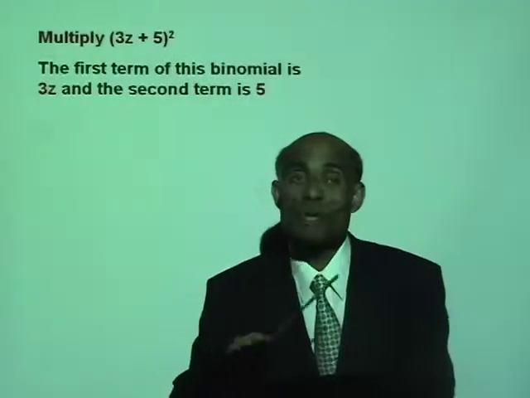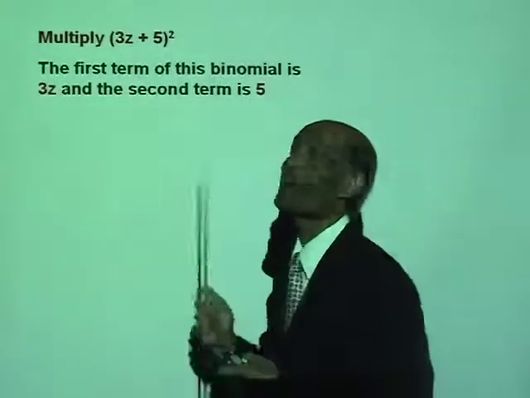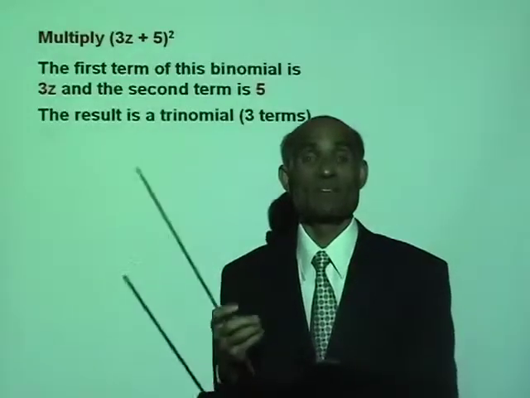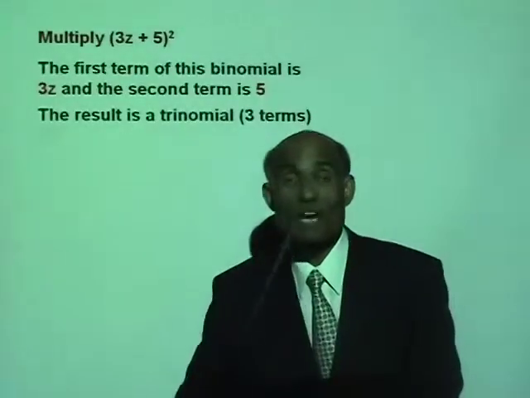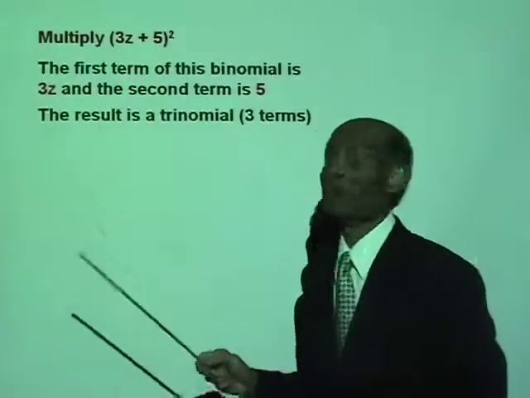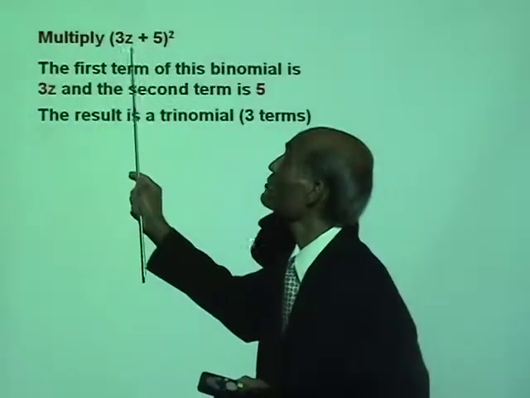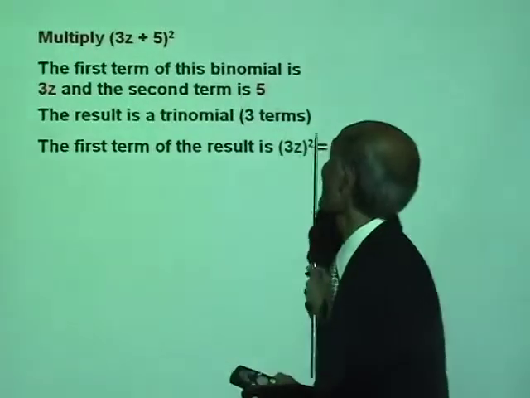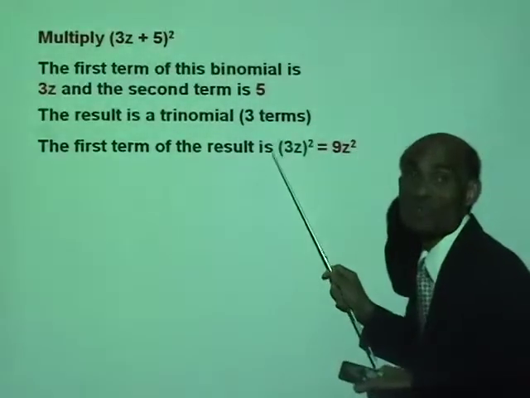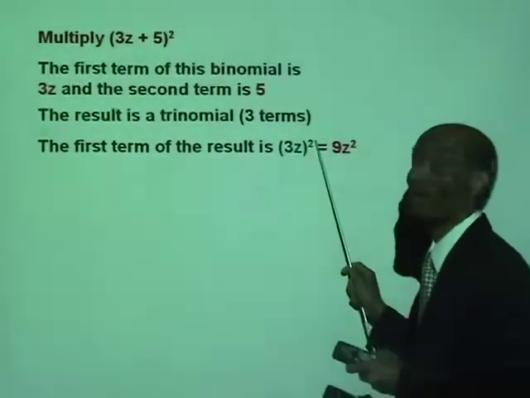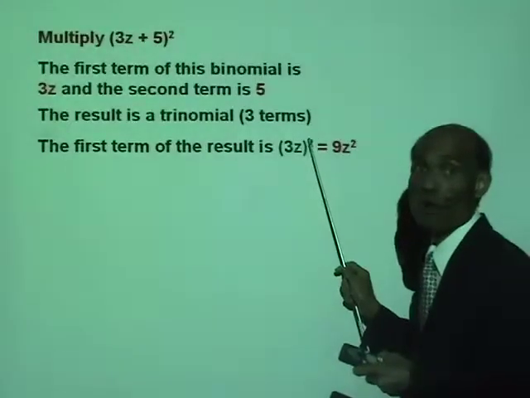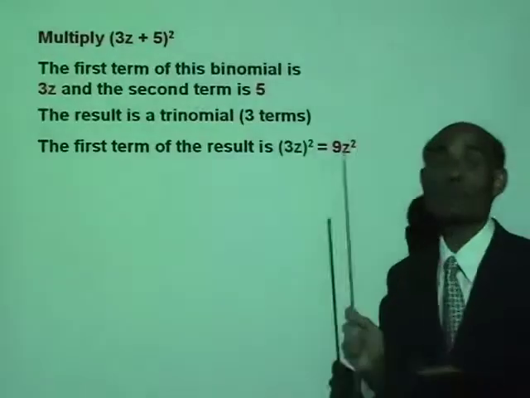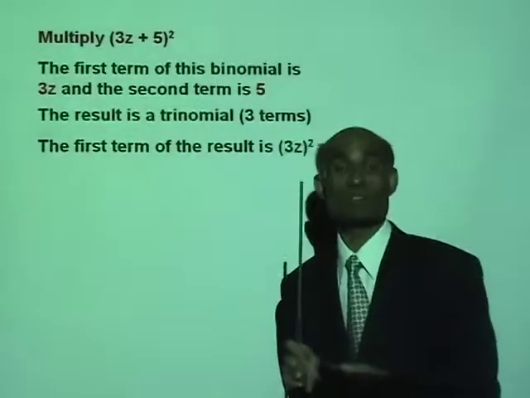How many terms will be in the expansion of this? There will be 3 terms. Now, what is the first term of the expansion? The first term of the expansion is the square of the first term. That is, look at this, 3z squared, square whole of it. That will be 9z squared. That will be the first term of the expansion.